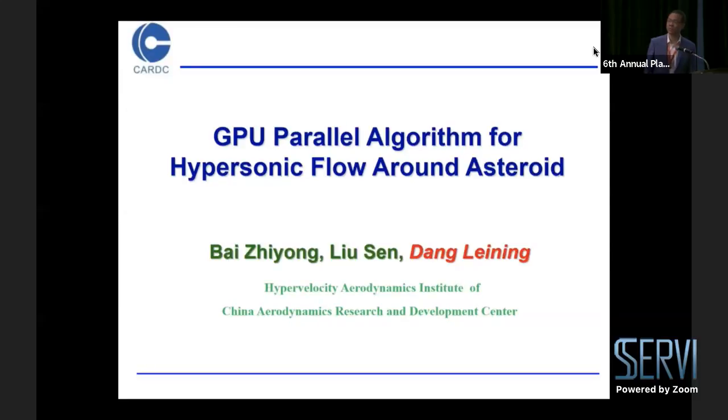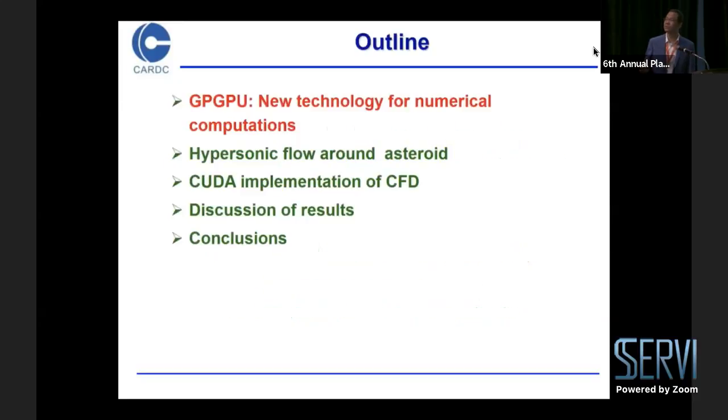The title of the paper is GPU Parallel Algorithm for Hypersonic Flow Around Asteroid. I will give the presentation in 5 parts. The first part is GPU, a new technology for numerical simulation.